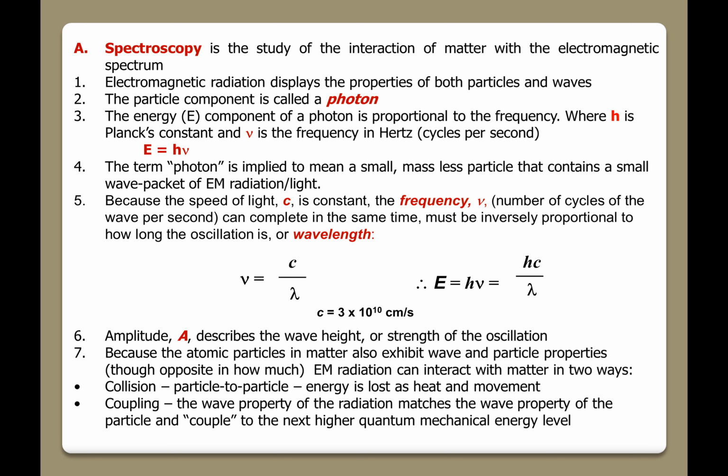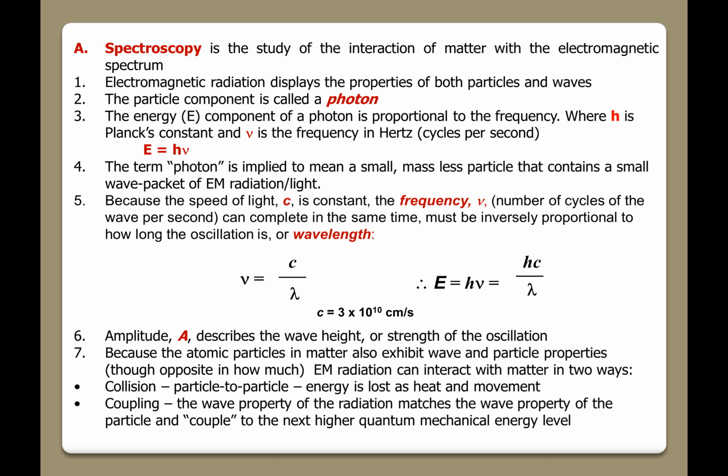Electromagnetic radiation displays properties of both particles and waves. The particle component is called a photon, and the energy of this photon is proportional to the frequency of the radiation, where h is Planck's constant and nu is the frequency in hertz. So the equation comes: energy is equal to a constant h into nu. The term photon means it's a very small massless particle and contains a small wave packet of electromagnetic radiation.